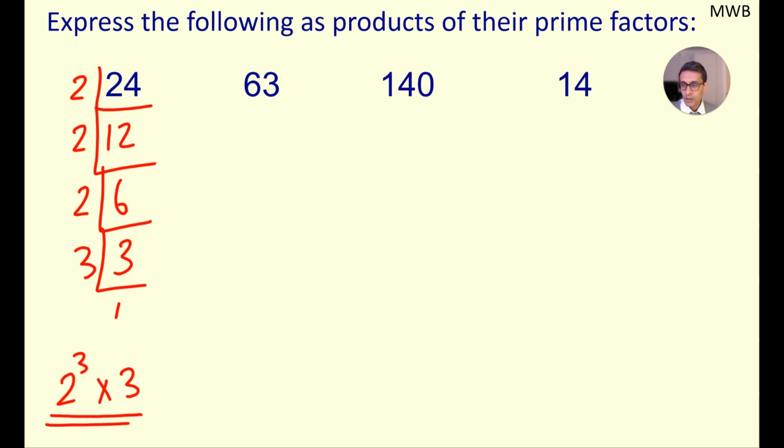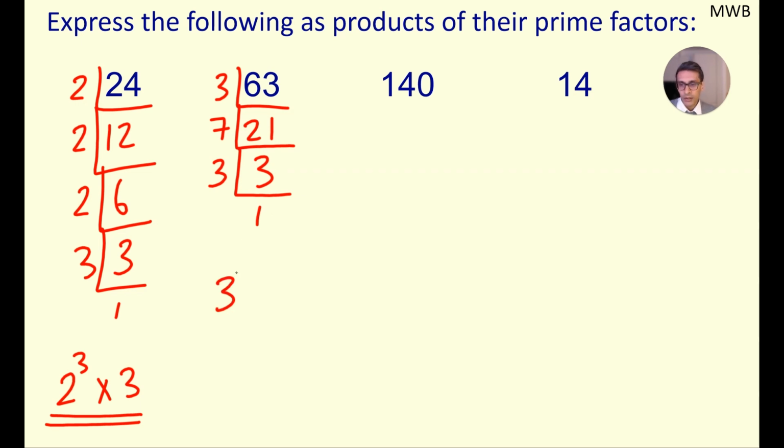You can write this the long way as well. You can write this as 2 times 2 times 2 times 3, so 63. We're going to need to pick a prime number that fits in 63. So it's usually easier to pick nice numbers like 3, so 63 divided by 3 is 21. We're going to divide this by 7 to get 3. We're going to divide this by 3 to get 1. You may have done a different order, but either way you're going to get 3 squared times 7.